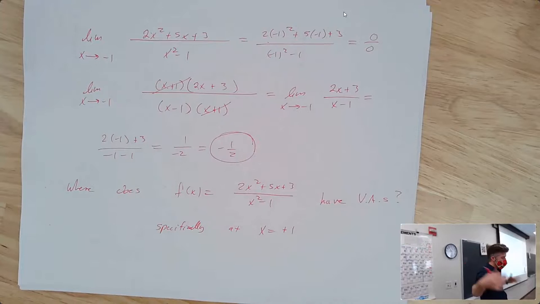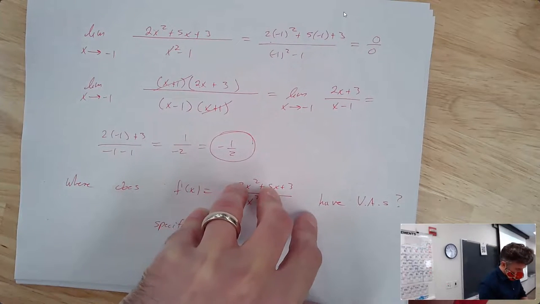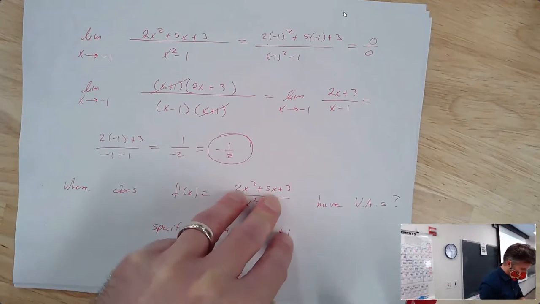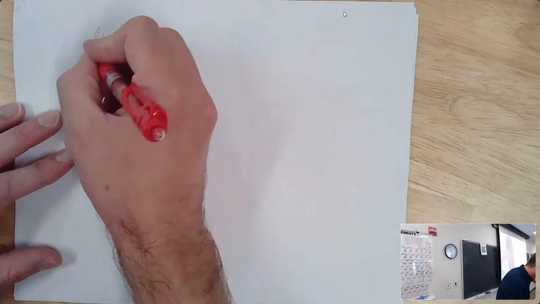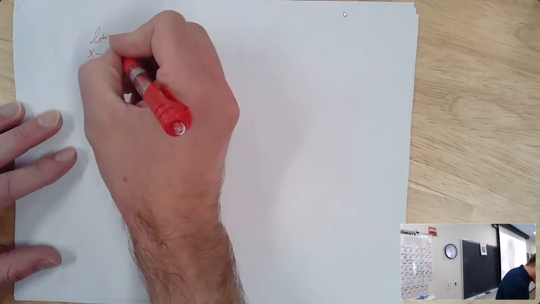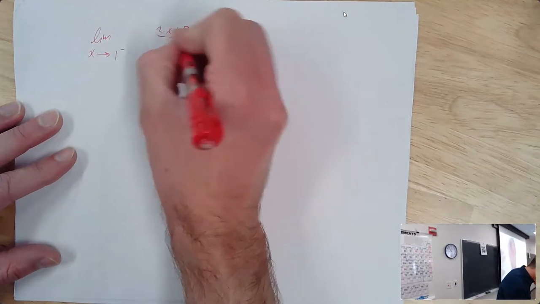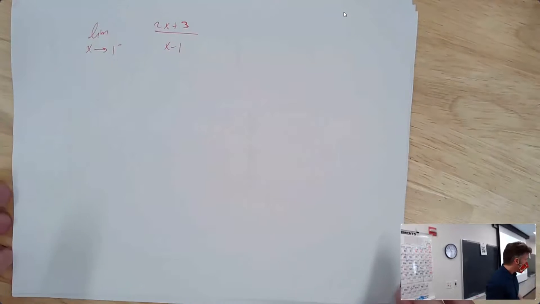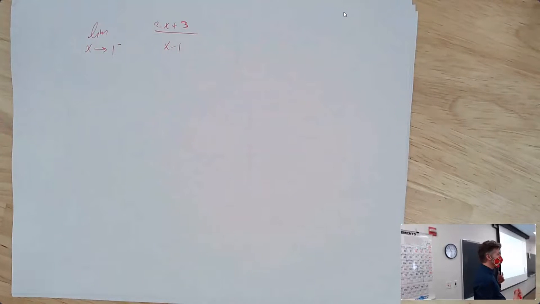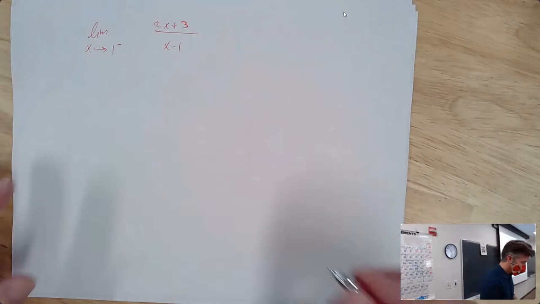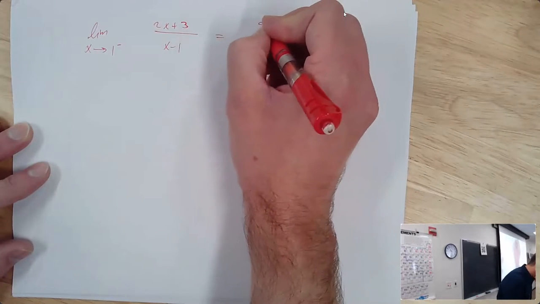It gets infinitely large. So that's kind of the impetus for how we deal with limits where you have a non-zero number divided by zero. For example, the limit as x approaches 1 from the left of 2x plus 3 divided by x minus 1. Here, if we quote unquote plug in the value of x, we're going to get 5 over 0.